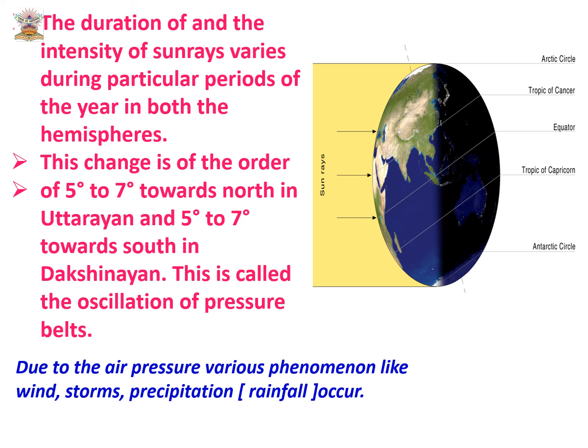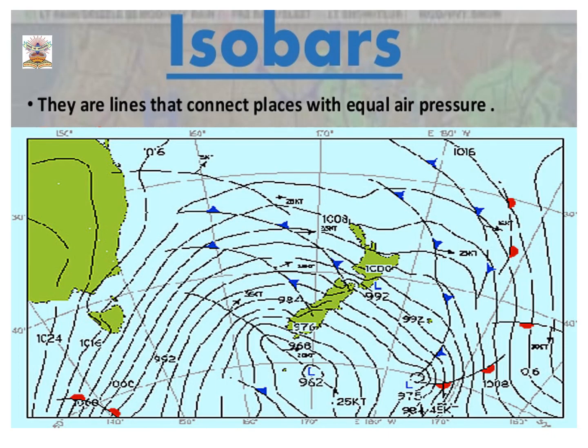And one more thing, children. Due to the air pressure, various phenomena like wind, storm, and precipitation, that is the rainfall, occur. What are isobars? Isobars are the lines that connect the places with equal pressure. Yes, the line that joins the places of equal pressure on the map is called an isobar.